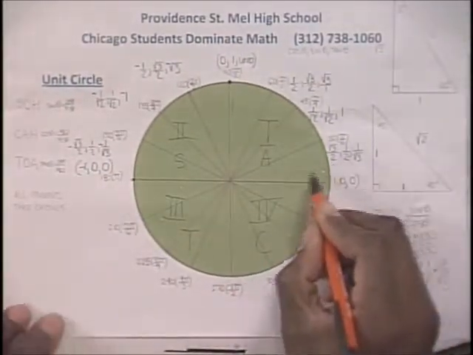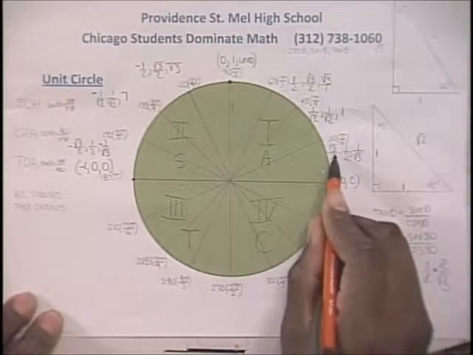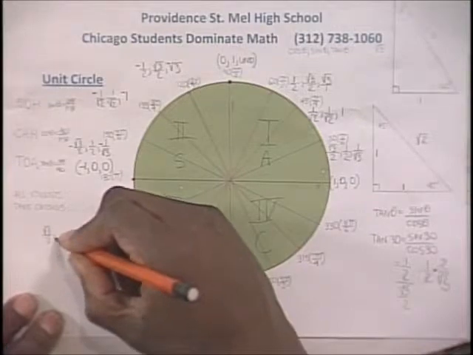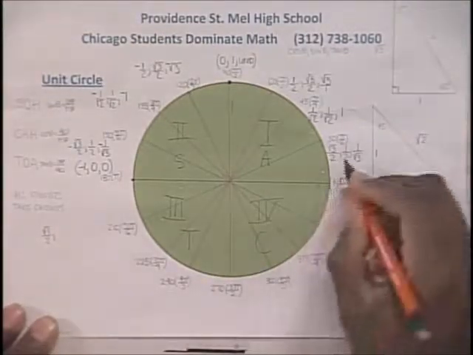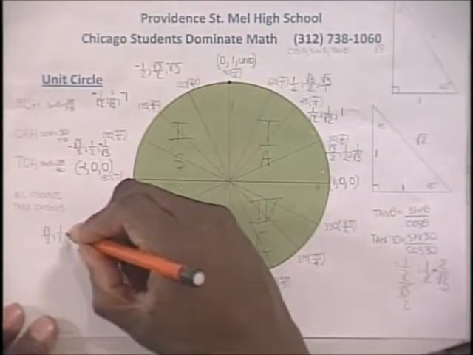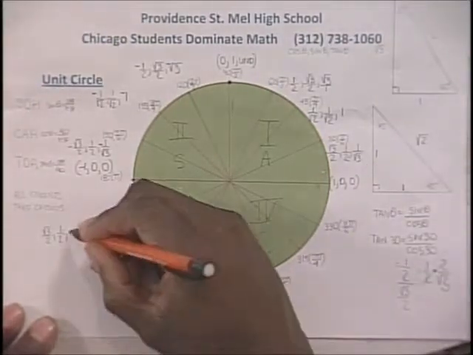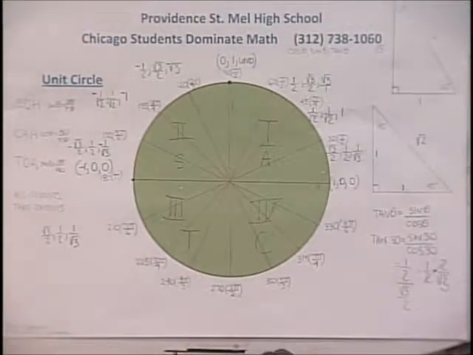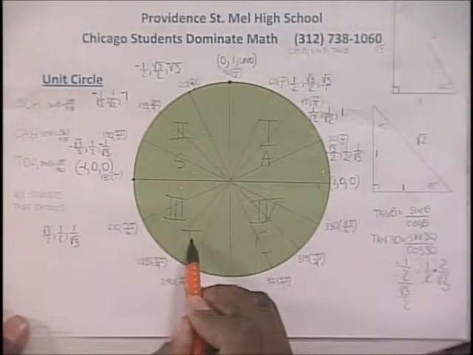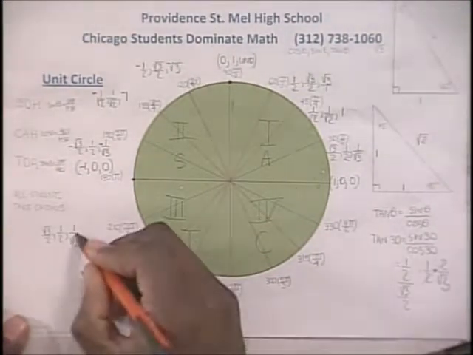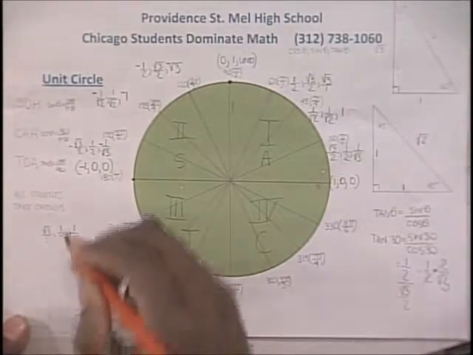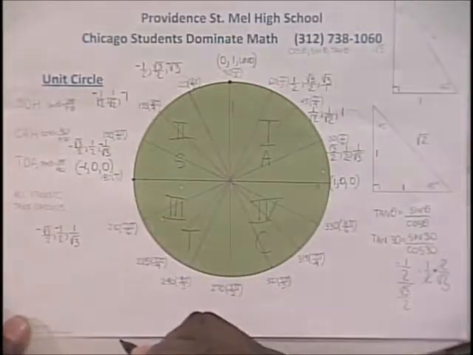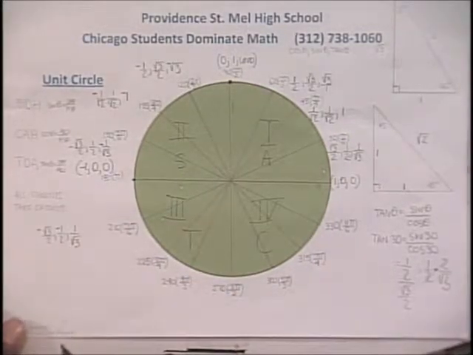So again, we've already determined that the cosine of 30 degrees is radical 3 over 2. The sine of 30, we've already determined is half. And the tangent of 30 is 1 over radical 3. So now all you're going to do is remember that tangent is positive. So the tangent of 210 is positive, but the sine of 210 is negative half. The cosine of 210 is negative radical 3 over 2.